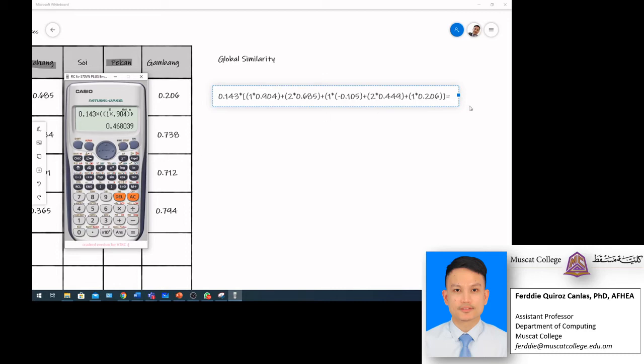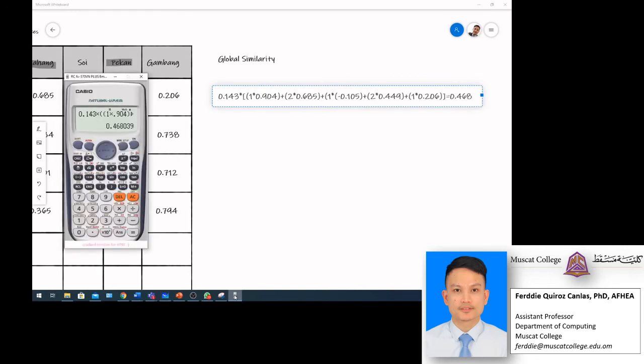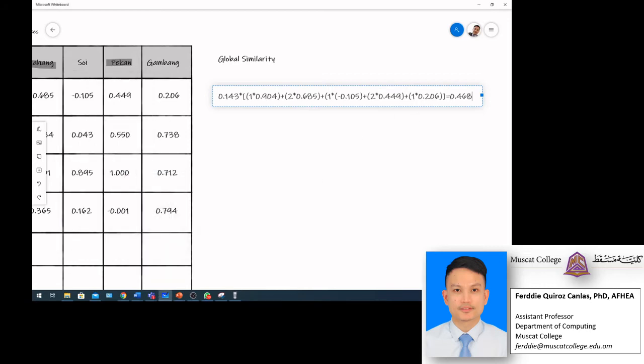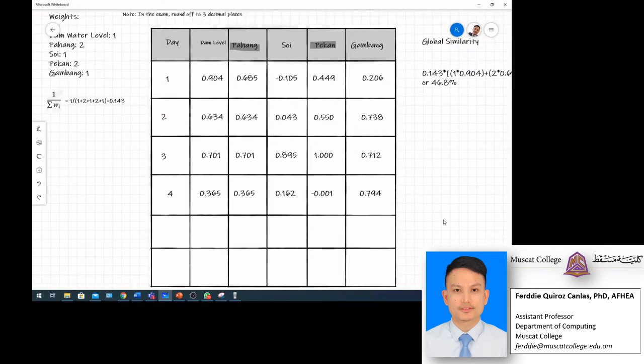0.468. So this is 0.468. This is the global similarity now. The totality of the similarity is 0.468. Converting this to 100, this is equivalent to 46.8%. Meaning day one is 46.8% similar with our problem, which is the given.